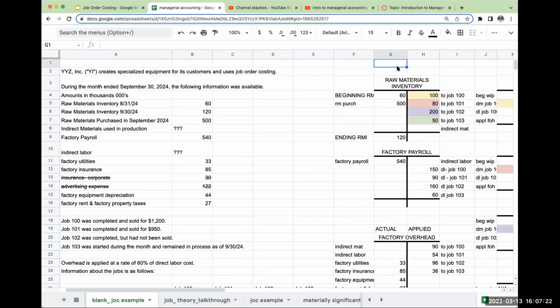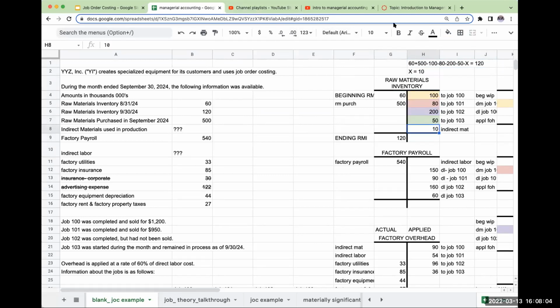Now, if I take 60 plus 500 minus 100 minus 80 minus 200 minus 50, I get 130. I have a value here of 120, right? So what is my problem over here? Well, I have many problems, right? So what I need to do is say, all right, 60 plus 500 minus 100 minus 80 minus 200 minus 50 minus X equals 120. If I solve for X, I'm going to get X equals 10.